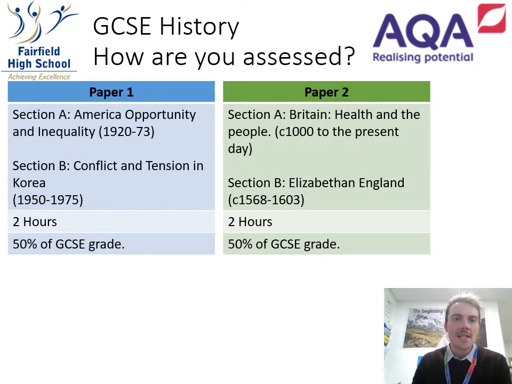So how are you assessed? Well, as I said already, there are two papers. Each of them is assessed at the end of Year 11, and they are purely exam. So all of your assessment is done on exam in this subject. Paper 1, you have 2 hours to complete, and that's worth 50% of your GCSE grade. And it's exactly the same for paper 2, another 2 hours, 50% of your GCSE grade. So it's all exam based, no coursework.